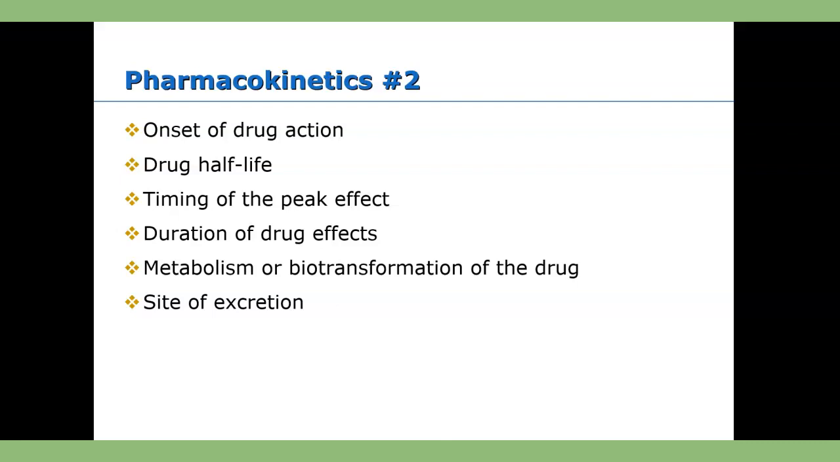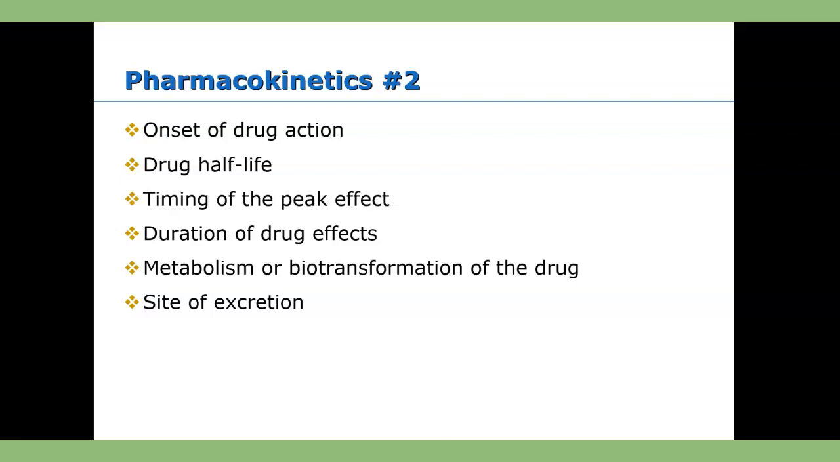Pharmacokinetics also consists of the onset of the drug action. So when's the onset of the drug? If you look in a drug book or your resource and look up a drug, it'll tell you the onset, when it starts working. Then you have your half-life. How long does it take for half the drug to leave your body? And how long does it take for the drug to leave your body completely?